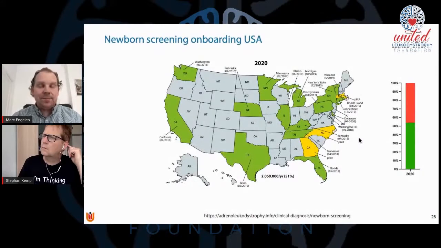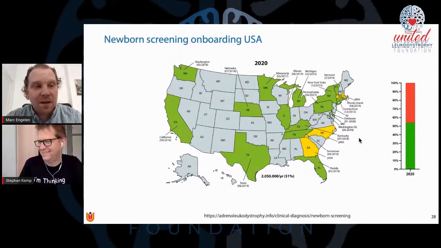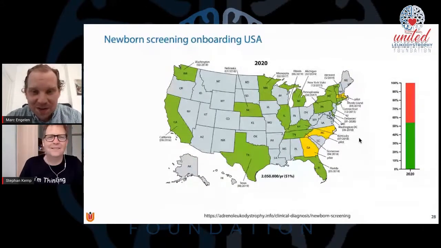The United States was the first country in the world where newborn screening for this disorder was implemented, and Stephan made a very nice map to show that it's going well. There are many states now screening, and they actually use this C26 lyso-PC for the diagnosis. Next one, please.